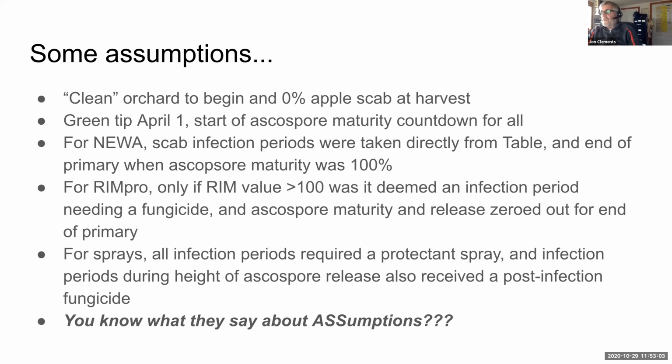For RIMpro, only if the RIM value was greater than 100 was it deemed an infection period needing a fungicide. And ascospore maturity and release had to be zeroed out within RIMpro for the end of primary. For fungicide sprays, all infection periods required a protectant spray, and infection periods during the height of ascospore release also received a post-infection fungicide. So regarding these assumptions, you know what they say about assumptions. I will leave that at that, but those are some assumptions going into how I interpreted the data, the model output, primary infection periods, and spray timings.